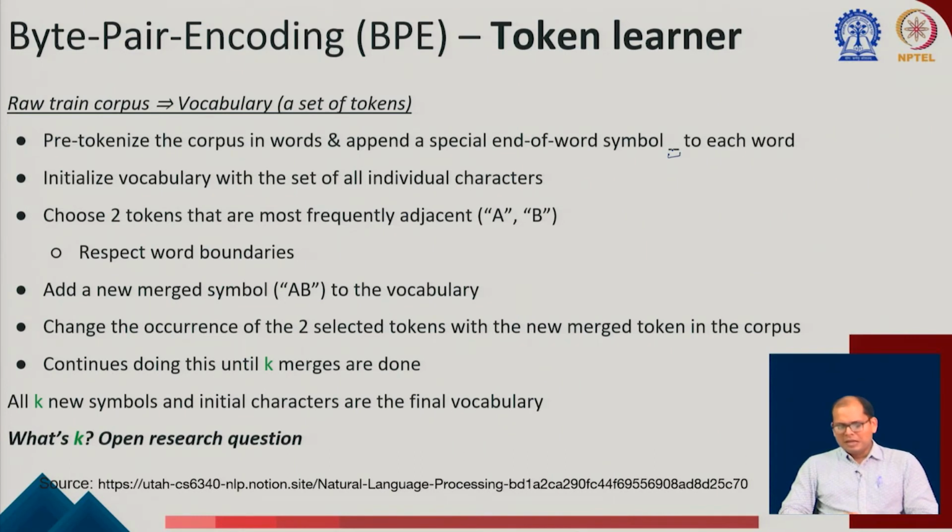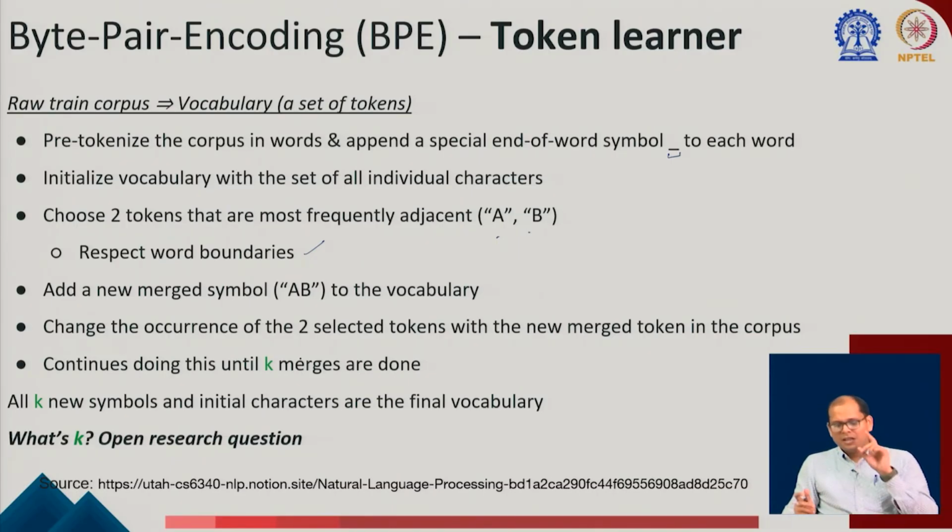Okay. Now I have to start from somewhere. In the worst case, every word can be treated as a sequence of characters. So I'll first take all the individual characters into my vocabulary. Next, I'll keep finding the most frequent adjacent tokens in the data, and I'll combine them into a new token. I'll respect word boundaries while I do that. So if I find A and B are the most frequent adjacent tokens in my whole data, I'll combine them into a single token AB.